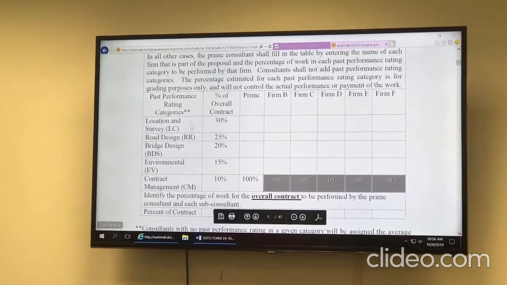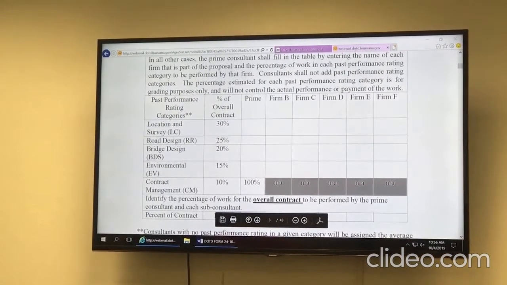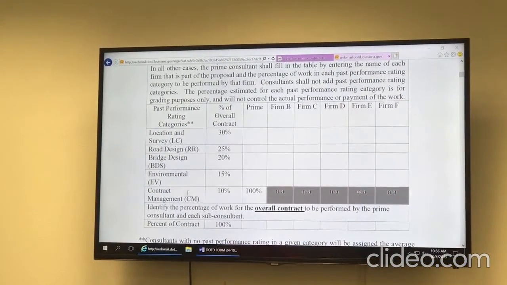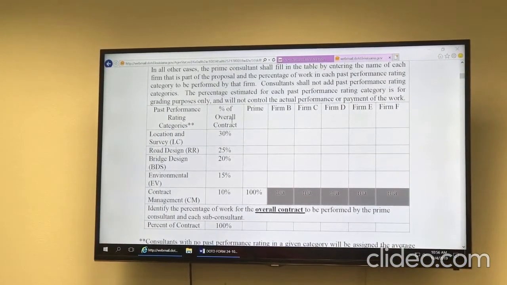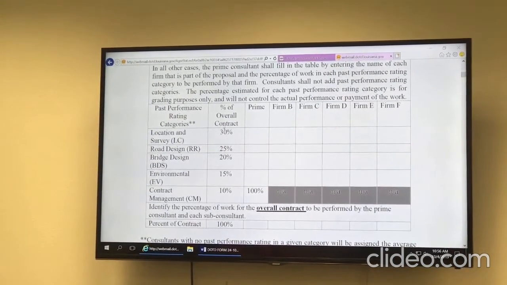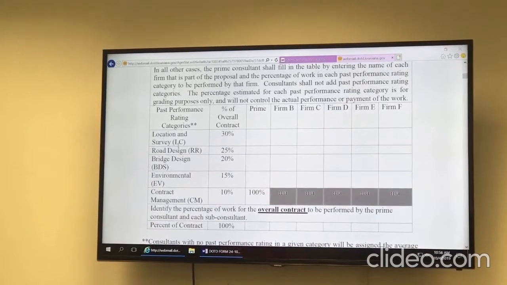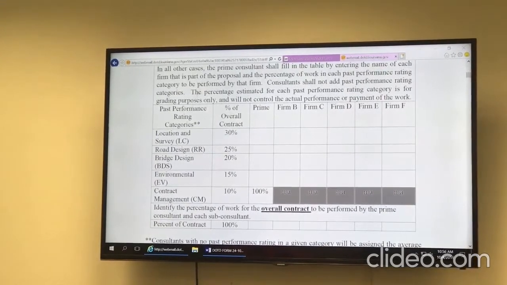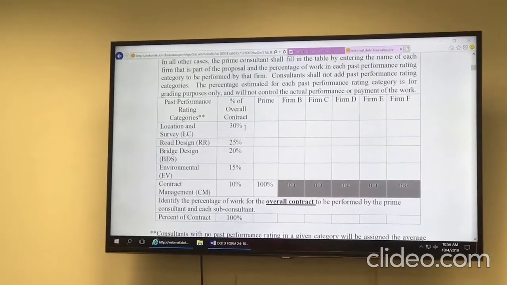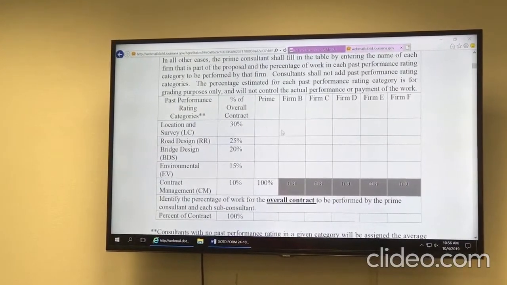We identify the two-letter rating categories. For example, location survey is LC, road design RR, so forth and so on. And then we identify what we believe the percentage of the overall contract that effort is going to encompass. So, for example, location and survey on this particular ad, we believe that's going to be about 30% of the effort. One of the problems that we find here is this.